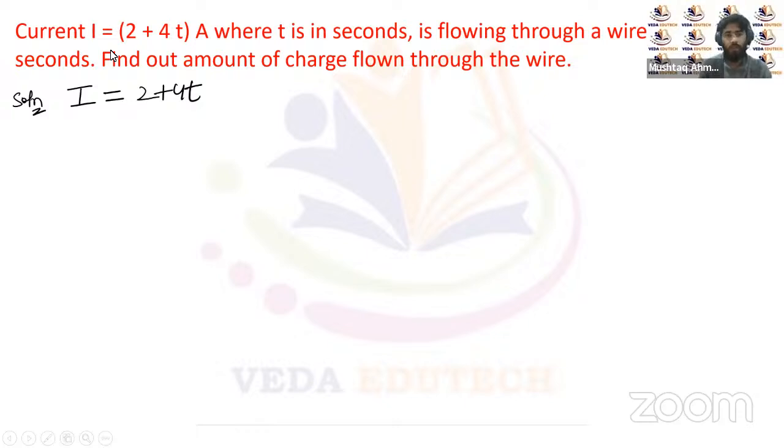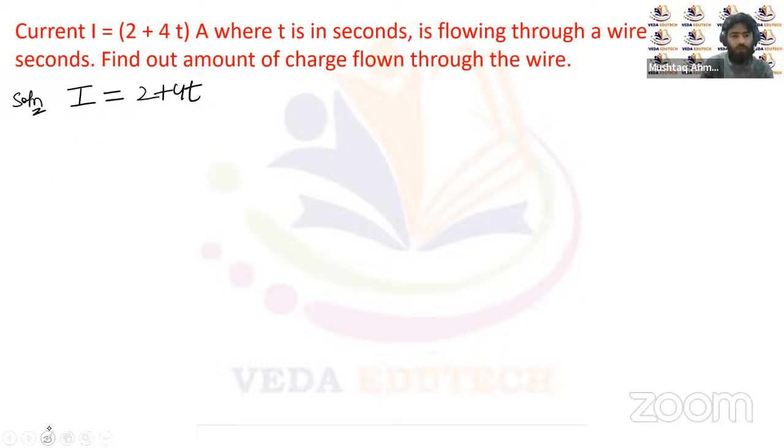You can see this is the question here. The current I is equal to 2 plus 4t ampere, where t is in seconds, flowing through a wire for 2 seconds. Find out the amount of charge flown through the wire for 2 seconds. So I is equal to 2 plus 4t.